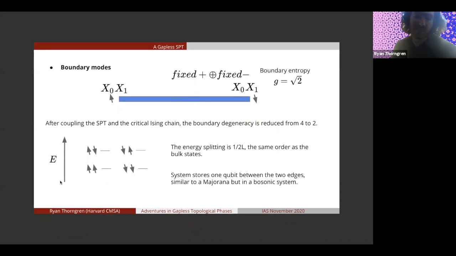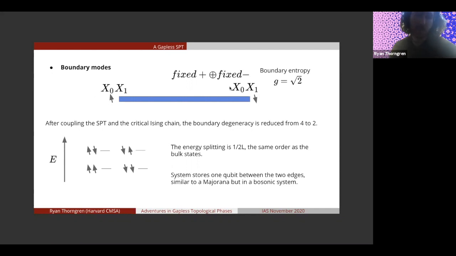Now, this √2 shows up in the degeneracy. That is, if we study this system on an interval, there are going to be 4 possibilities for how we fix the boundary conditions at the end. This is going to be plus plus, minus minus, plus minus, minus plus.